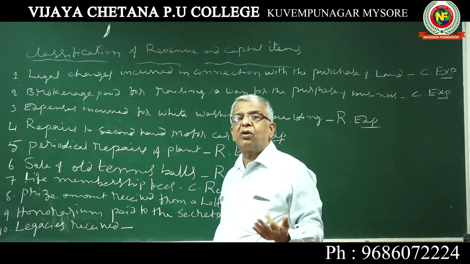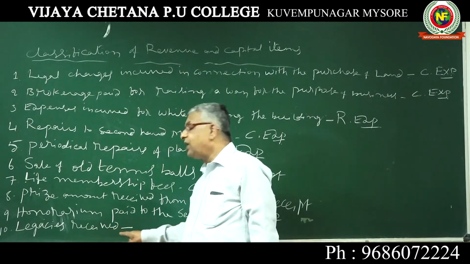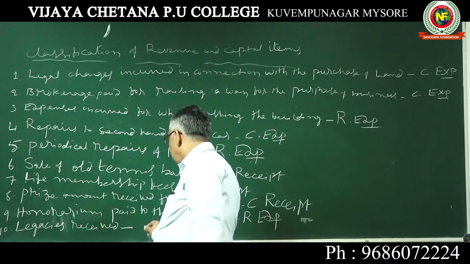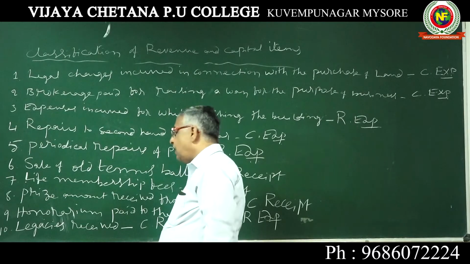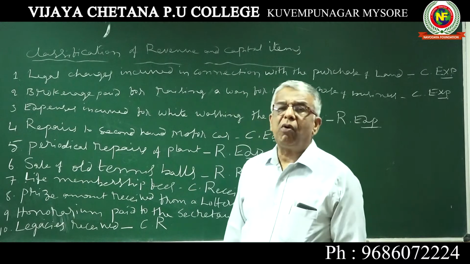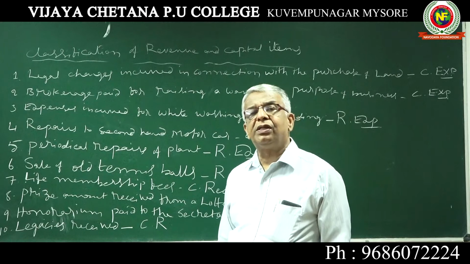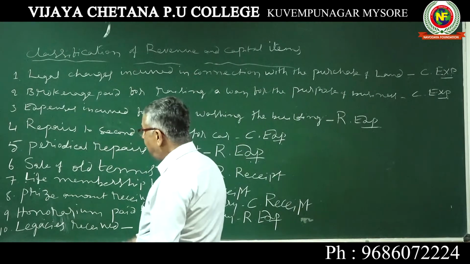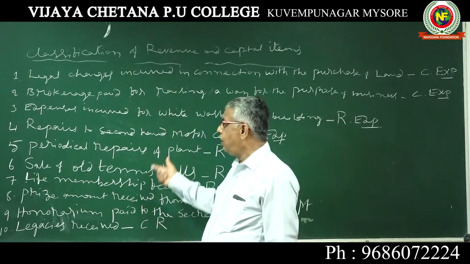So that is what we call a capital receipt. Legacy received is a capital receipt that should not be shown in the income and expenditure account. This is considered a capital receipt. This amount has to be added to the capital fund on the liability side of the balance sheet. So these are the 10 important points that I have already explained. I hope all of you have taken all these 10 points.